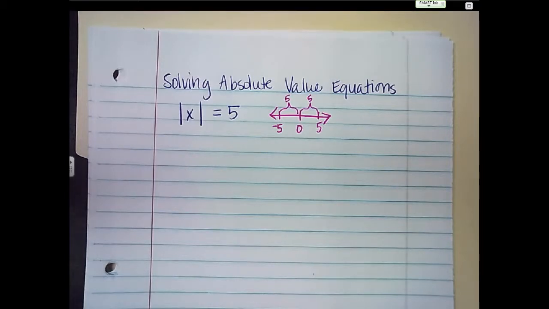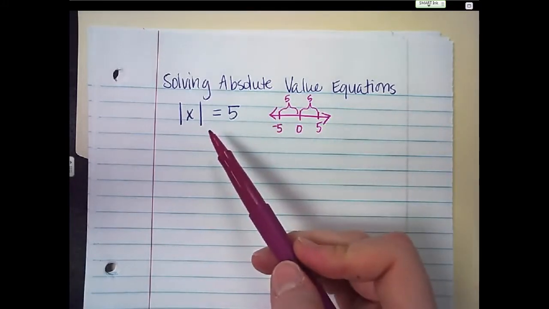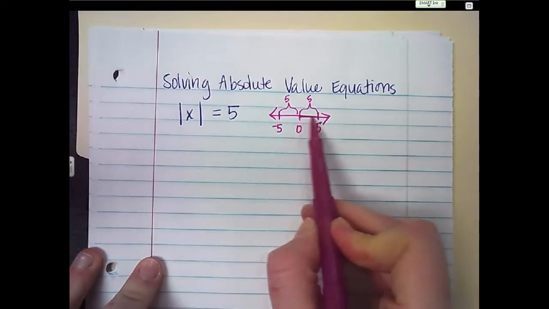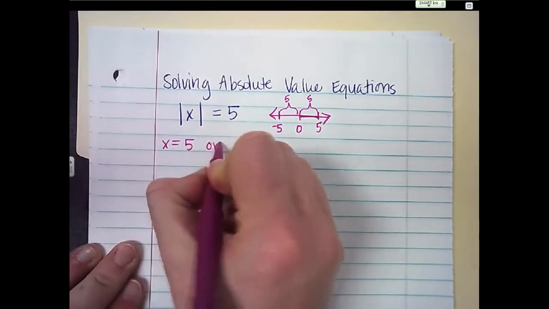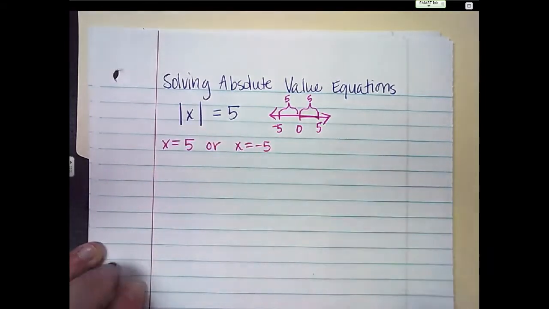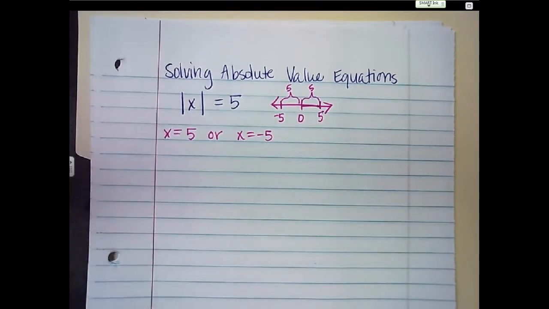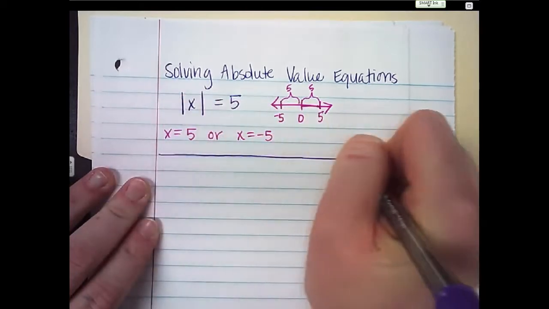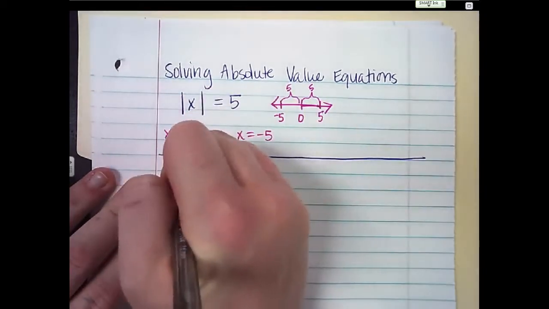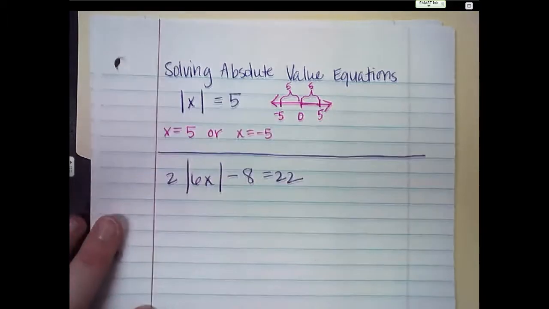So what happens is if you have absolute value, you can have two solutions. Here I have 5, that distance is positive 5, but here I have negative 5. So really, x can equal 5 or x can equal negative 5. So you're going to get two solutions on absolute value equations, and that's what you have to remember to do. Okay, don't worry, we're going to do one. So we're going to walk through the steps with this problem, and then we'll do some more examples.